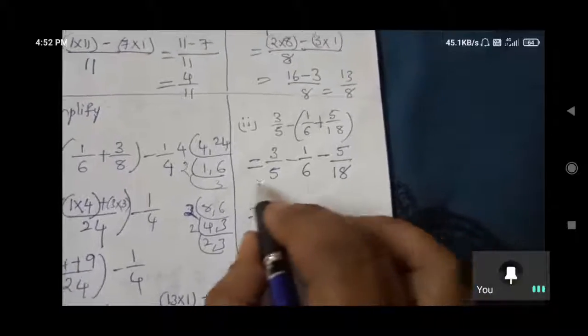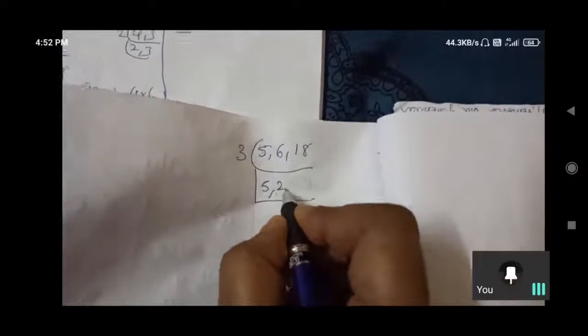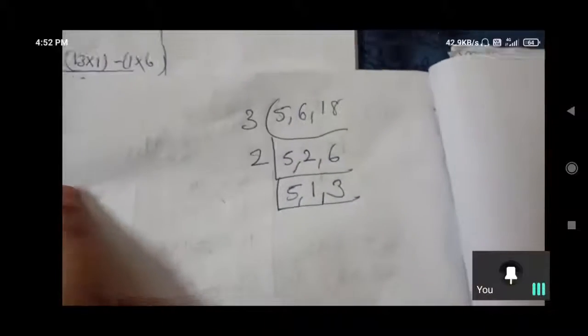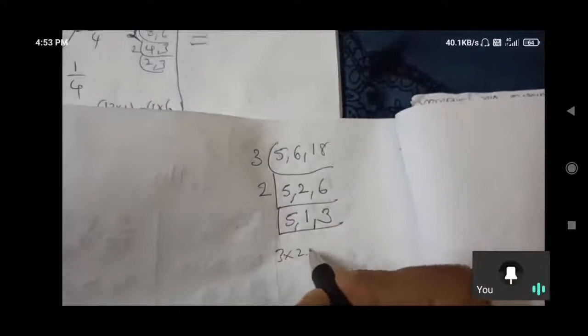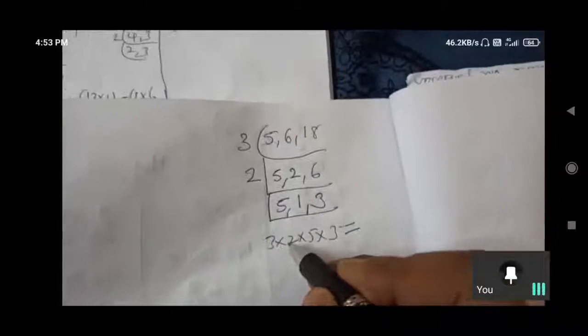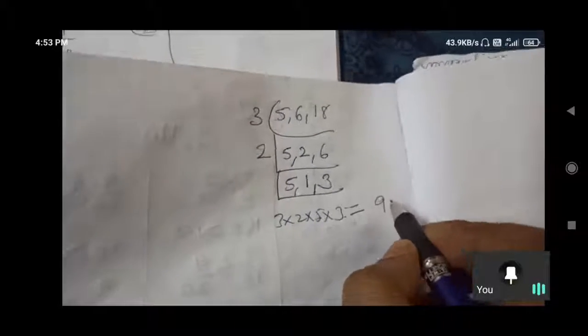So find out the LCM of these. 5 comma 6 comma 18, you should take the LCM. With the 3 table I am doing, 5 as it is, you write 3 2s are 6, 3 6s are 18, and again with the 2 table we can do 5, 2 1s are 2, 2 3s are 6. It's enough, all are prime numbers now. So 3 into 2 into 5 into 3, the least common multiple of these 3. 3 2s are 6, 6 5s are 30, and 30 3s are 90. 90 is the LCM here.